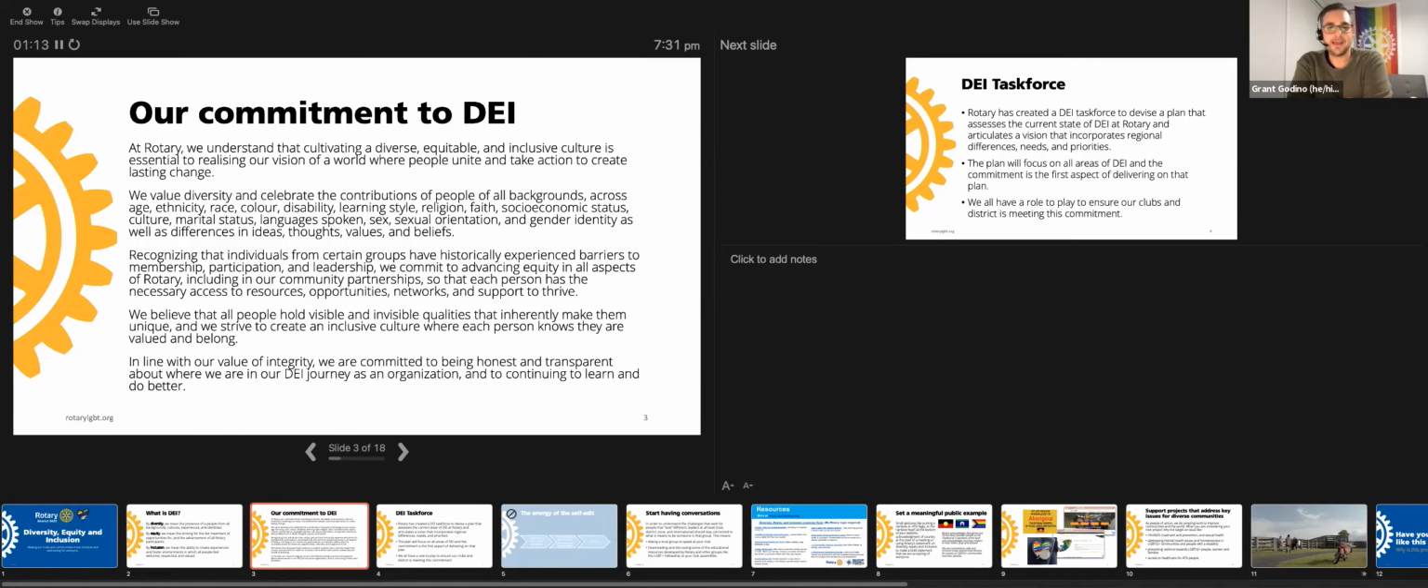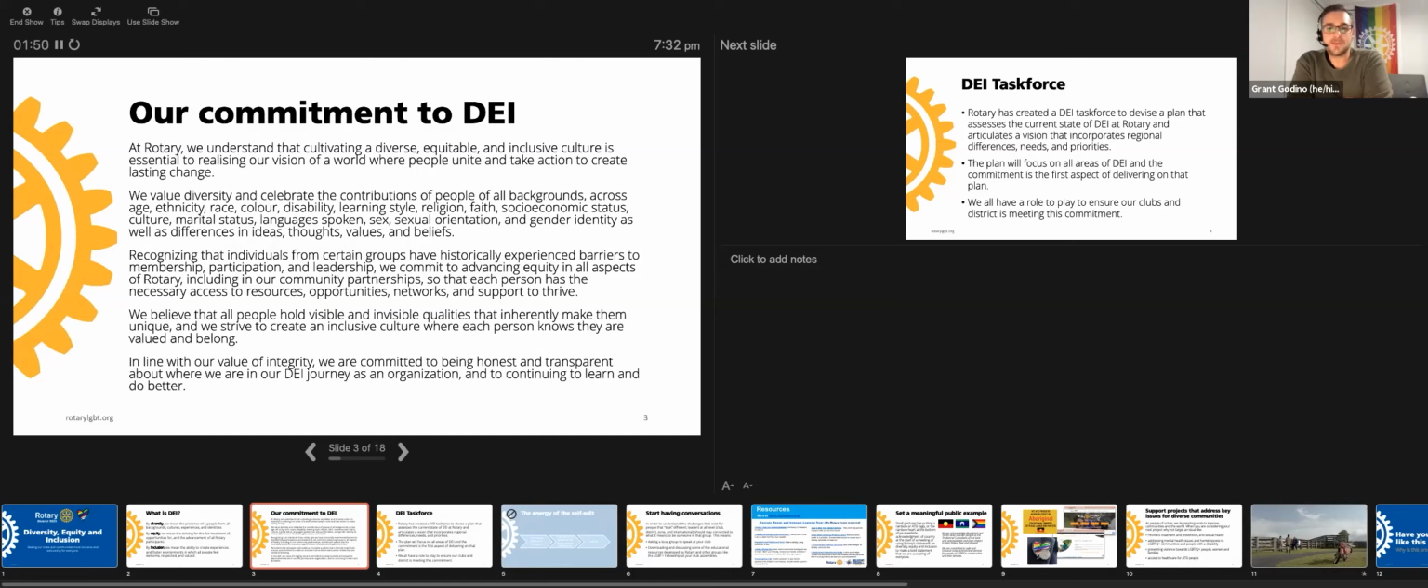Marital status, languages spoken. Here's the one that I harp on about a lot: sex, sexual orientation and gender identity. And there were layers of that missing in the demographic data. In Australia, we don't collect data on LGBTIQ plus people in the census. We're a bit of an invisible minority in terms of census data at the moment. So sometimes you have to go searching in a few different places to find that. And then we finish it all off there, as well as differences in ideas, thoughts, values, and beliefs.